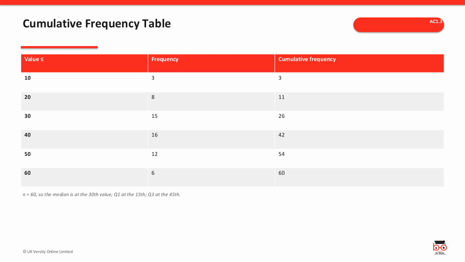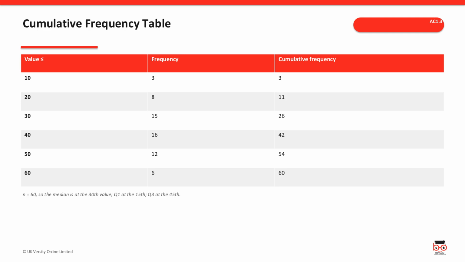Suppose 60 deliveries are timed. 3 take up to 10 minutes, 8 up to 20, 15 up to 30, 16 up to 40, 12 up to 50, and 6 up to 60. The cumulative frequencies stack up like this: 3, then 11, then 26, then 42, then 54, and finally 60.